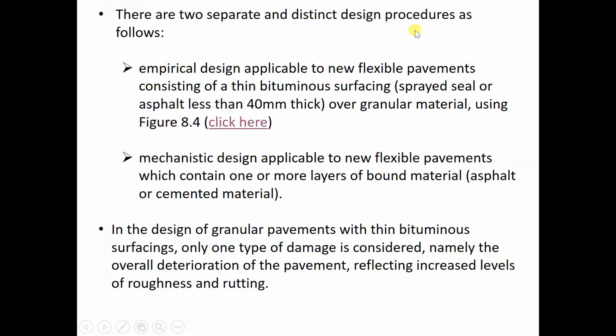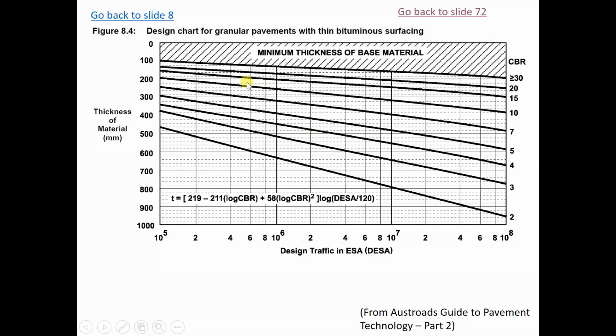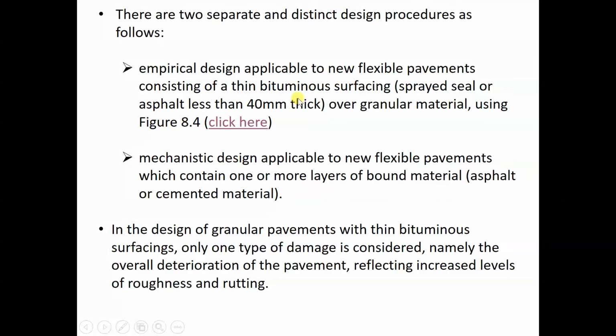There are two separate and distinct design procedures to follow. The first is the empirical design procedure application, the empirical approach. For this we just need an ESA, and then with the ESA and the CBR, you can find the thickness of the pavement required. So that's the empirical design application.